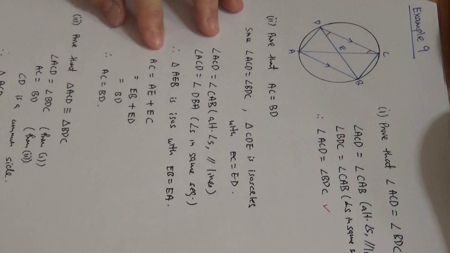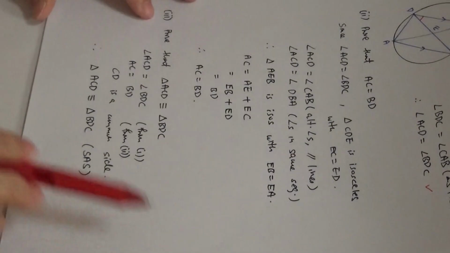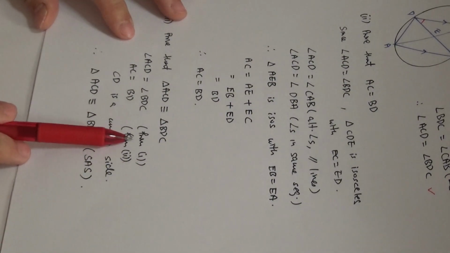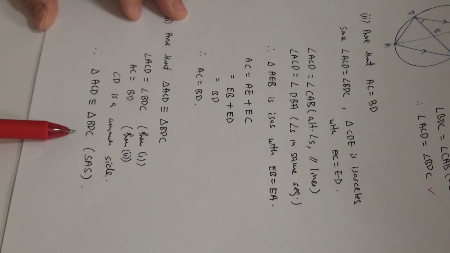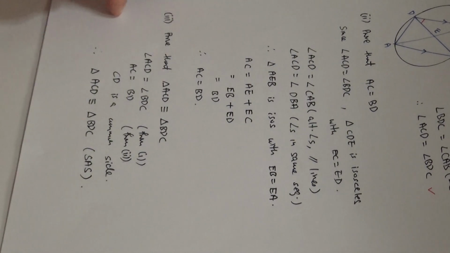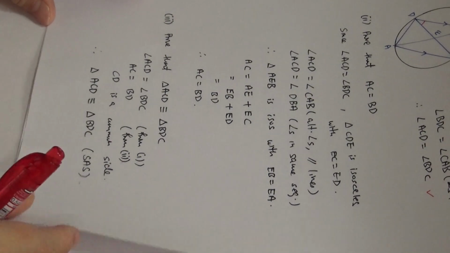Now, last of all, they want us to prove that triangles ACD and BDC are congruent. So, we use the result from part 1, part 2 and a common side. Okay, you can prove that it's the congruent triangles by using the SAS property. Alright, now I'm moving on to example 10.